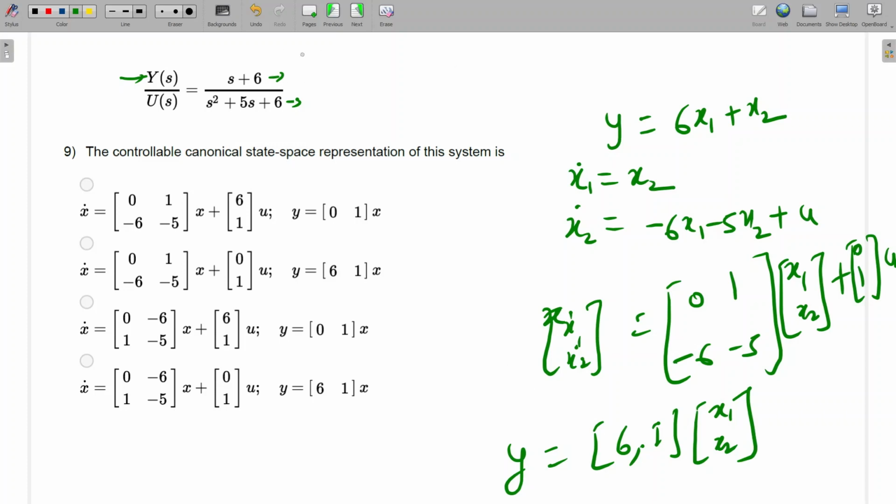So this method, what we are calculating, is the controllable canonical form. Whatever we calculate with the method I explained will be the controllable canonical form. Is it clear? Which will be the correct option? 0 1 minus 6 minus 5, here we are getting, then B is 0 1 and C is 6 1. So B is the correct option. Is it clear? Any doubt? No doubt, sir.